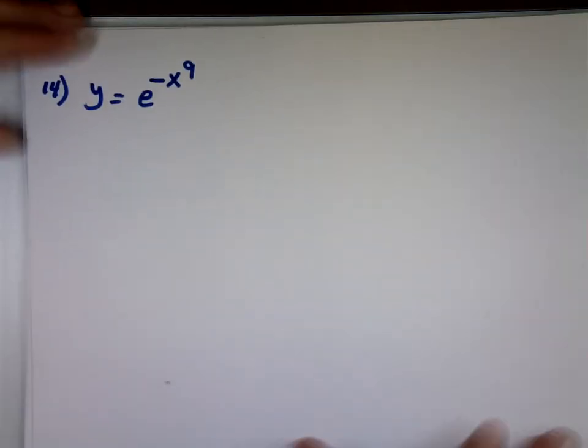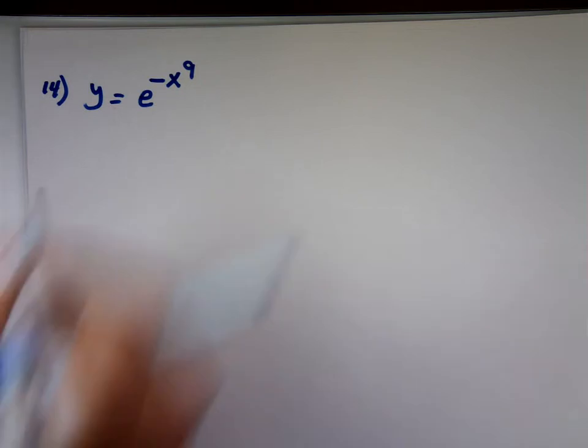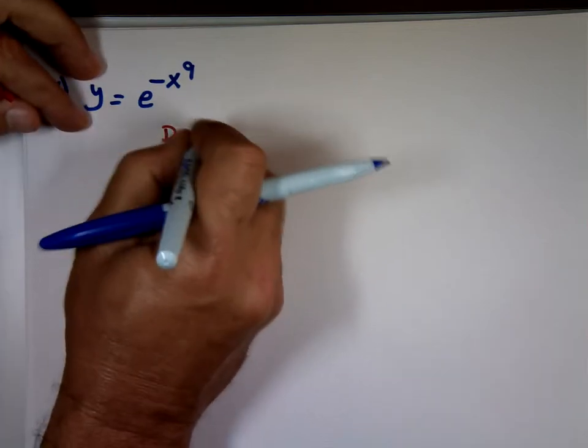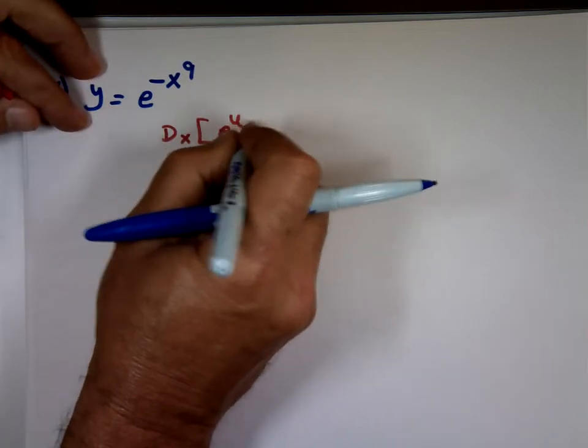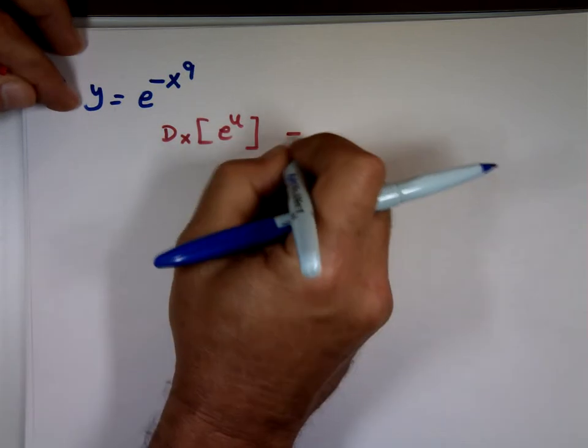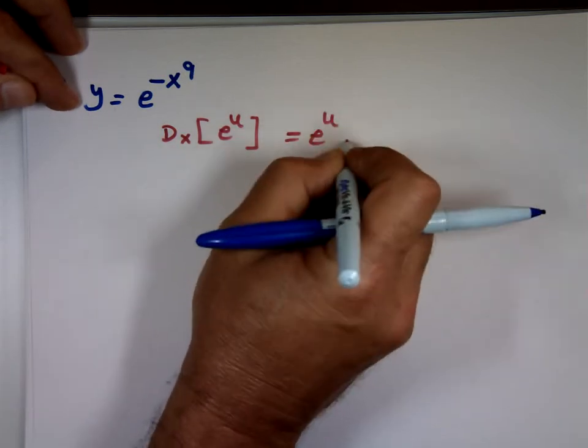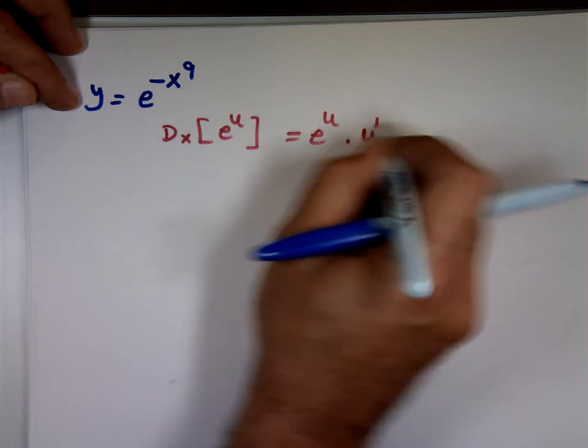Again, before we start that, what's the derivative of e to the u? Keep going. e to the u times what? u prime, or we like the u prime first.